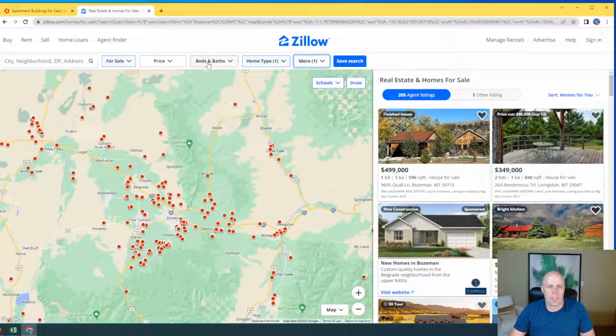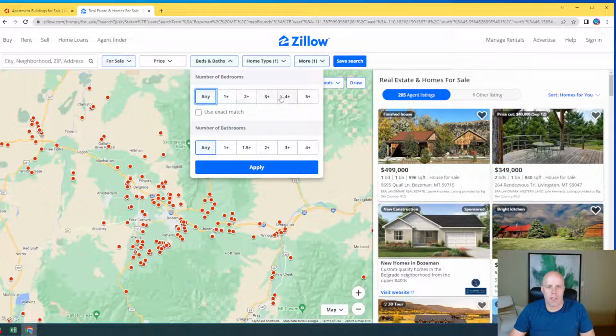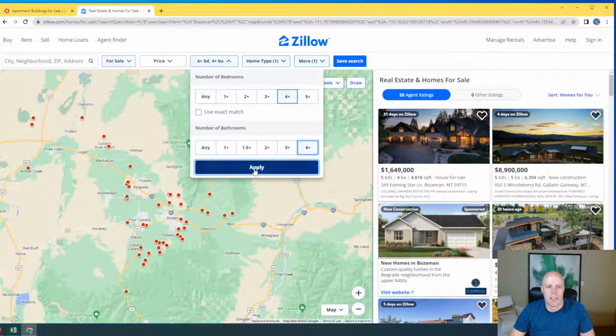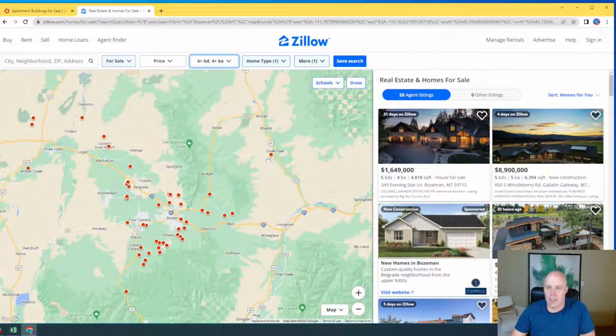And then I'm going to say beds and baths. I want at least 4 beds, and I want at least 4 baths. And now I've got some nice houses to look at here.